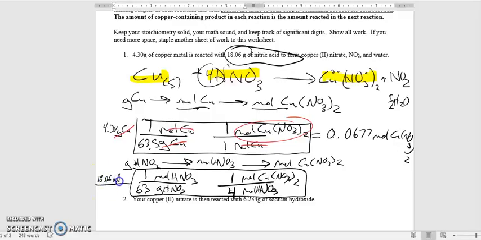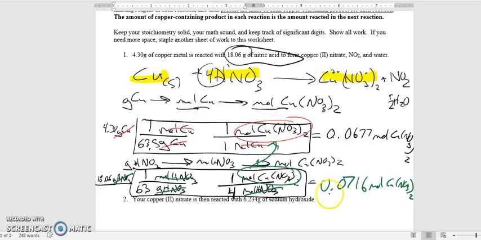18.06 grams of hydrogen nitrate, nitric acid. And then before we do the math, we check to see, do the units cancel? Grams of nitric acid, moles of nitric acid, moles of nitric acid. What are we left with? Moles of copper 2 nitrate. Hey, that's the same as that. Awesome. So we do our math and we find that 18.06 times 1 divided by 63, then divided by 4 equals 0.716 moles of copper nitrate.